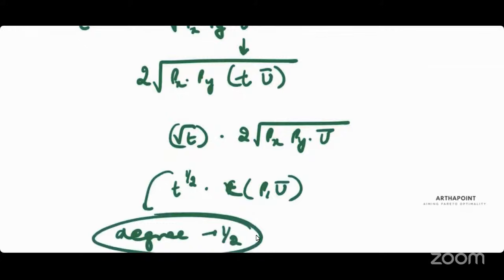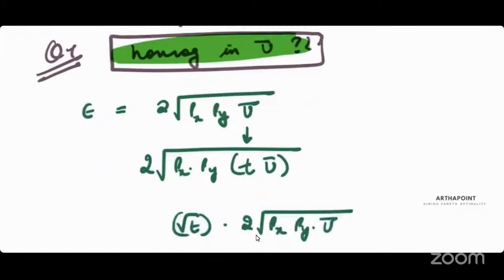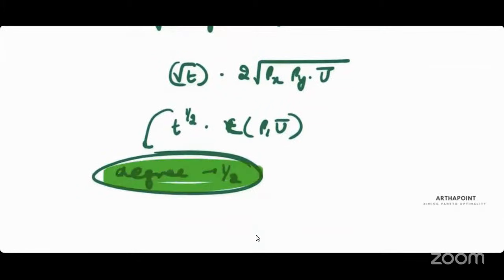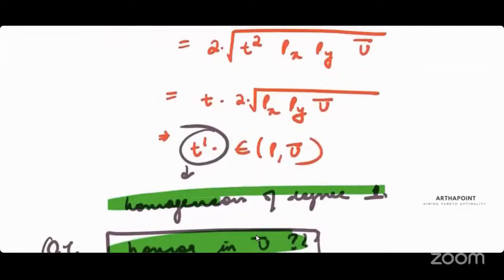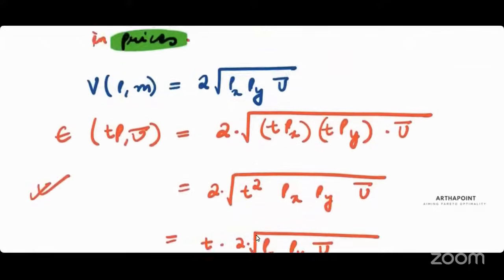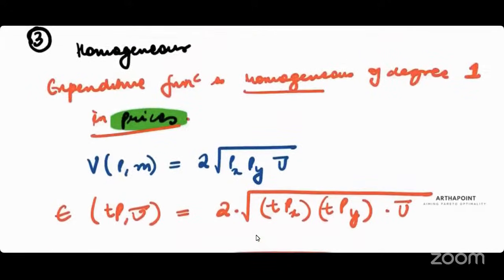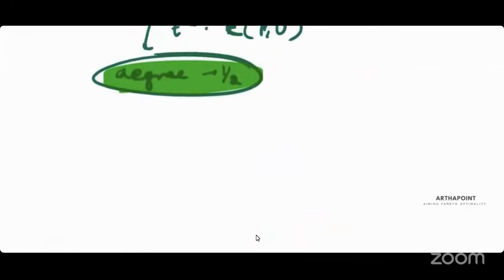However, this is not a property. In U bar, as you go from one utility function to another, the degree of homogeneity will change. But in prices, the degree of homogeneity will always be 1. So this is a property, that it is homogeneous of degree 1 in prices, but this is not a property. Okay. All right. So with this, we come to the end of well-defined preferences.